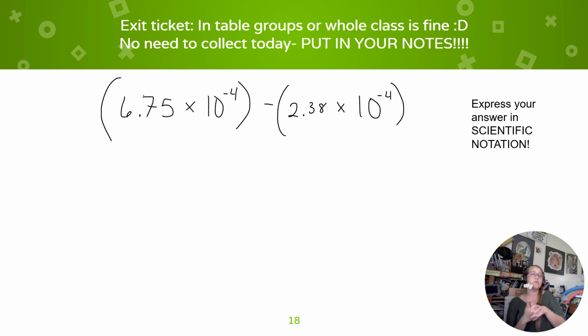Put this in your notes. Express your answers in scientific notation. I will not complain if you expand this and give me the expanded form as well. But tell me this: what is 6.75 times 10 to the negative fourth minus 2.38 times 10 to the negative fourth? Confirm your exponents and have at it.